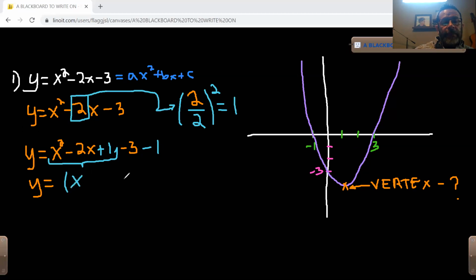X and the value that I have here, the original value, which in this case is 1, or the square root of that value, elevated to the square. And the sign I'm going to use is actually going to be the sign that I have here in the B, which is -1. And -3 minus 1 is going to give me -4.